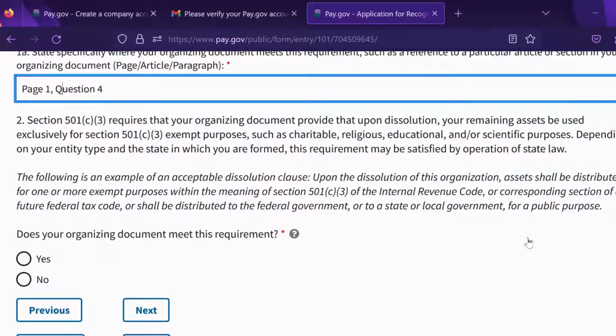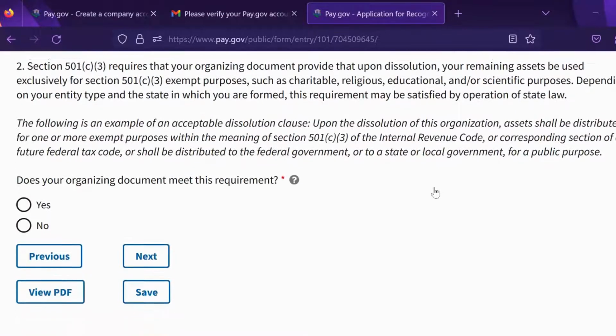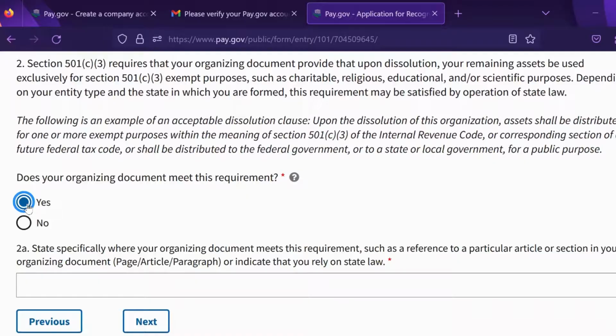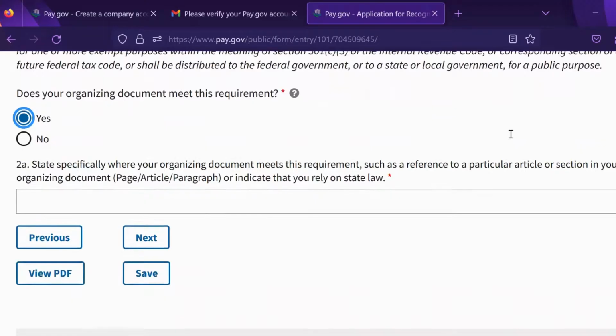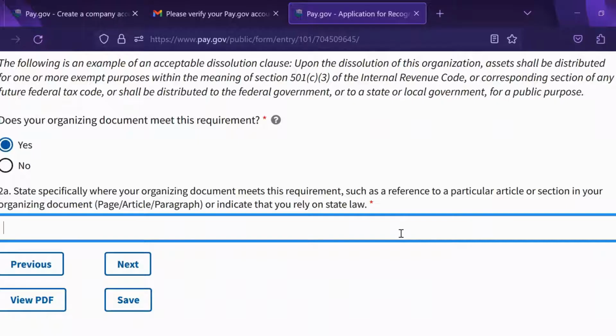Does your organizing document meet this requirement? And for Jane, we are going to say yes. Question 2A: state specifically where your organizing document meets this requirement, such as reference to a particular article or section in your organizing document, page, article, paragraph, or indicate that you rely on state law. For Jane, this information is also on page 1 of her articles.